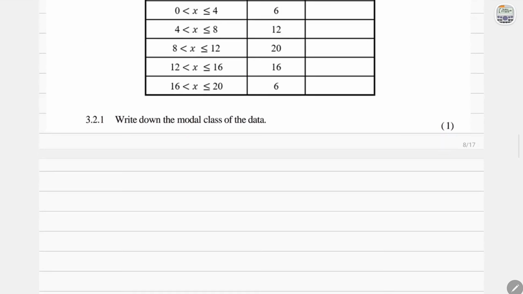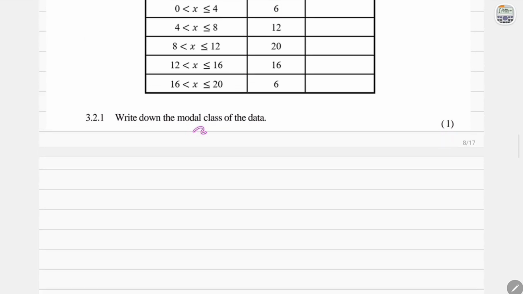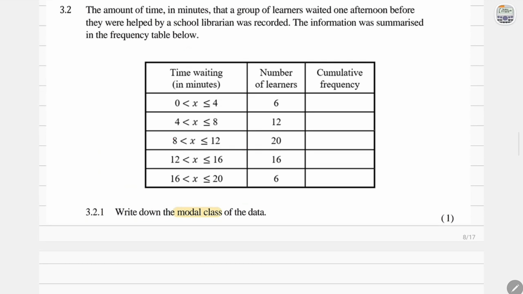Okay, the first question, 3.2.1, says, write down the modal class of the data. So it's the modal class, the mode. The mode is the number that repeats itself the most, okay? But this is a class. So how we see how many times a class repeats itself or shows up is by looking at the number of learners in this category, the frequency. So for example, there were 6 learners who waited from 0 to 4 minutes. Okay, so 0 to 4 minutes, 6 learners. And so there were 12 learners from 4 to 8 minutes.